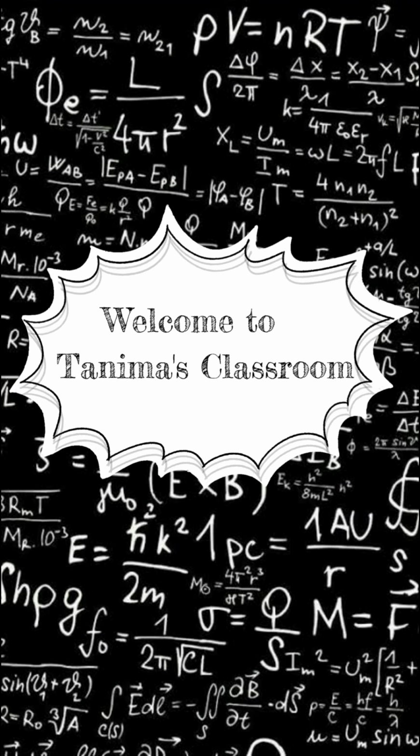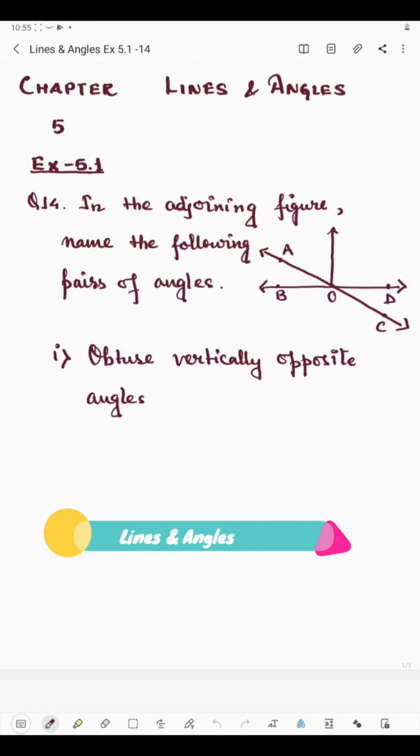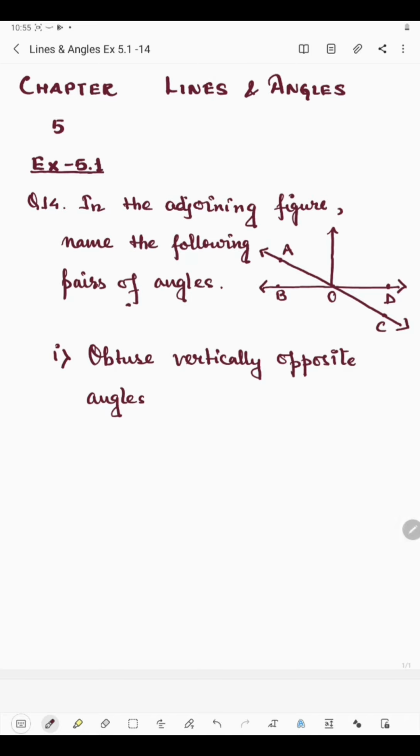Hello students, today I will be starting with question number 14 of exercise 5.1. Now question number 14 says, in the adjoining figure, name the following pairs of angles. Now in the first part we have obtuse vertically opposite angle.